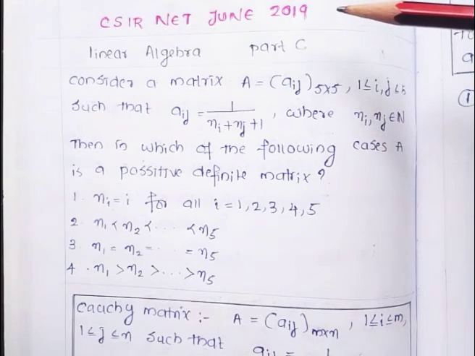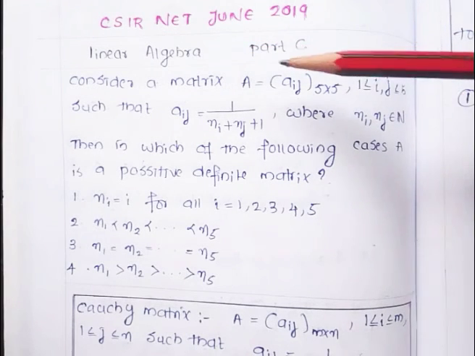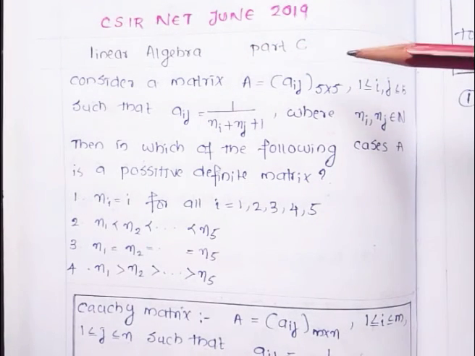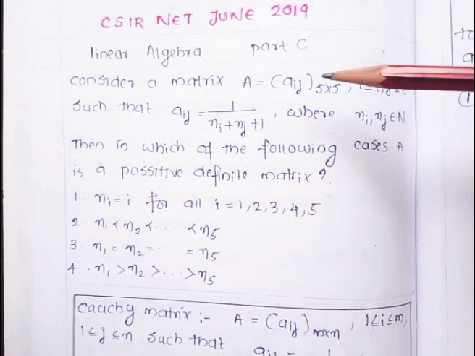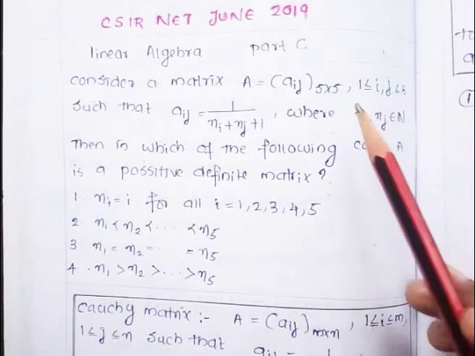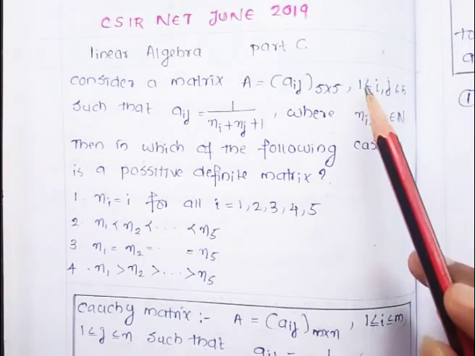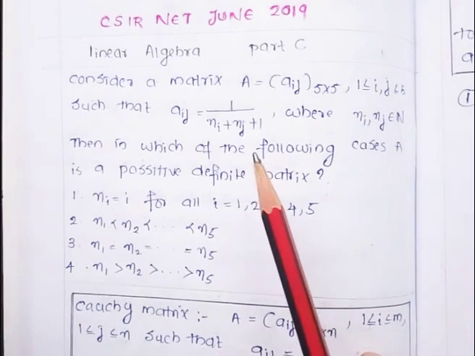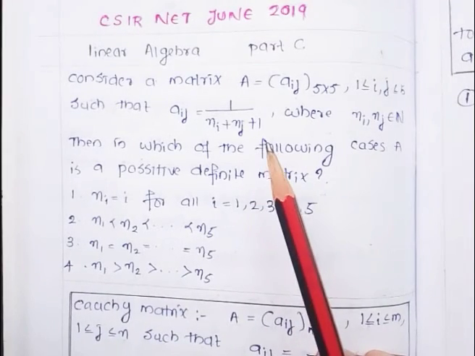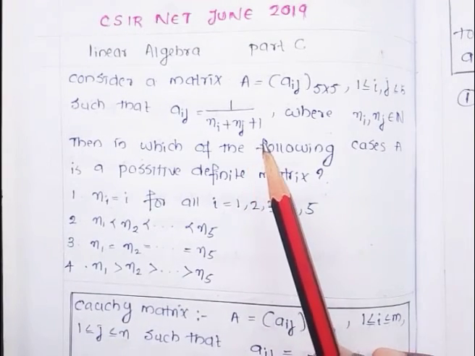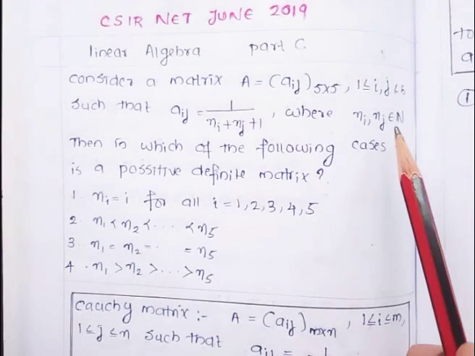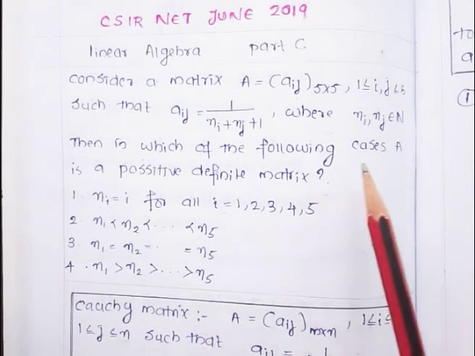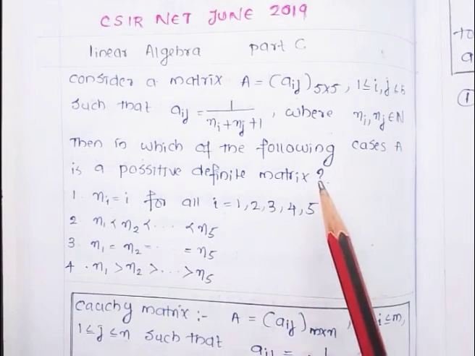Today I am discussing CSIR NET questions, June 2019. Topic: linear algebra. It's a Part C question. Consider a matrix A = [aij] of order 5 by 5, where 1 ≤ i, j ≤ 5, such that aij = 1/(ni + nj + 1), where ni, nj belong to N. Then in which of the following cases is A a positive definite matrix?